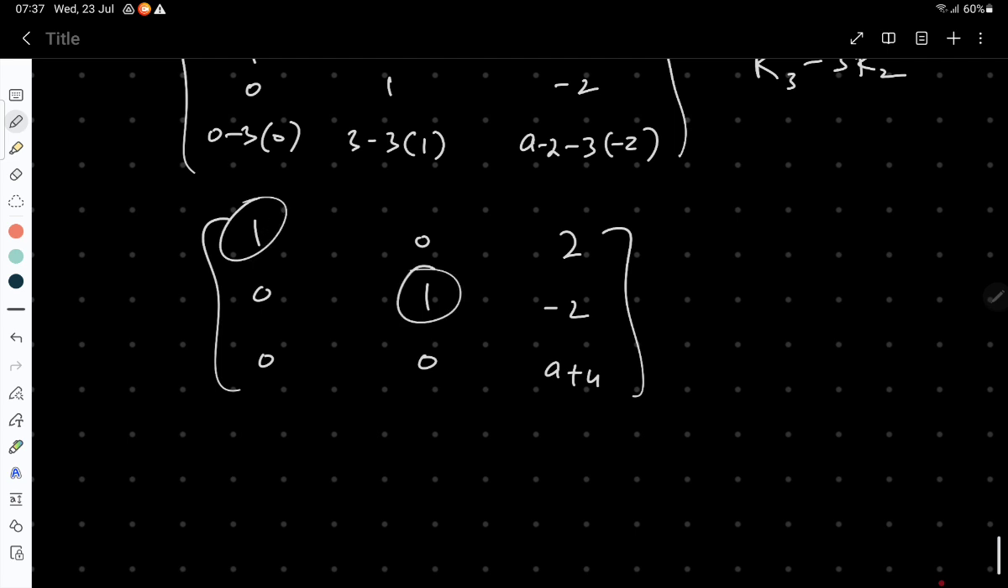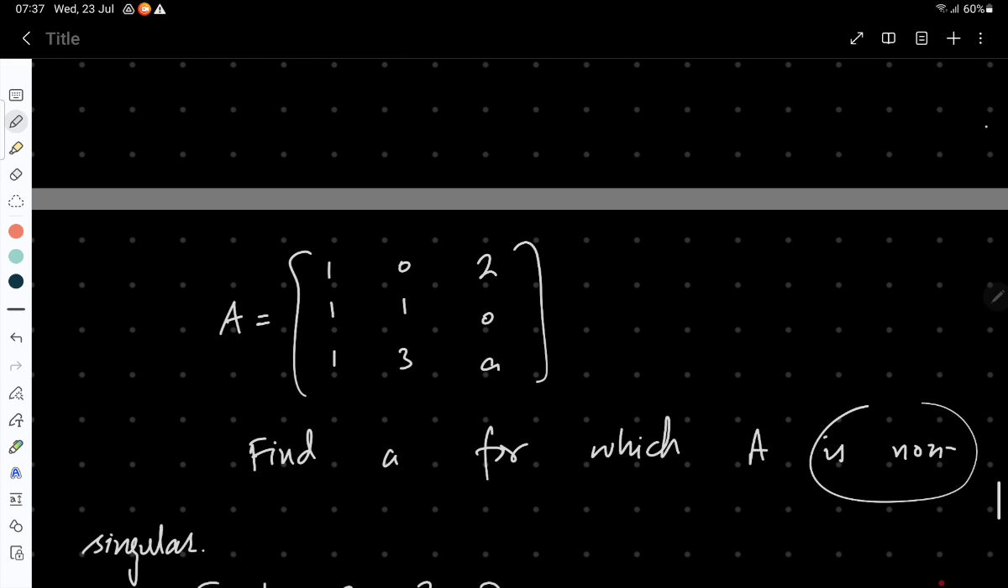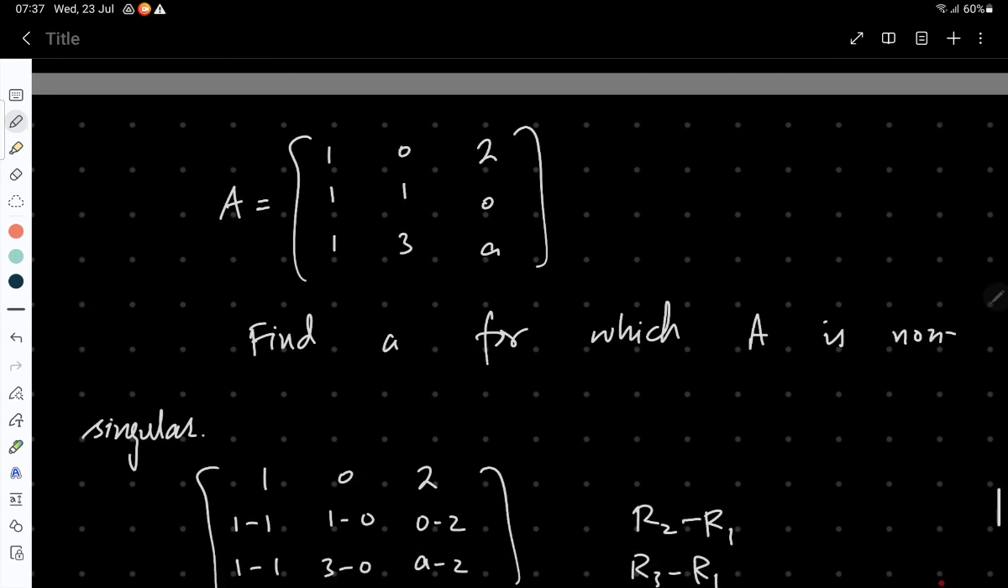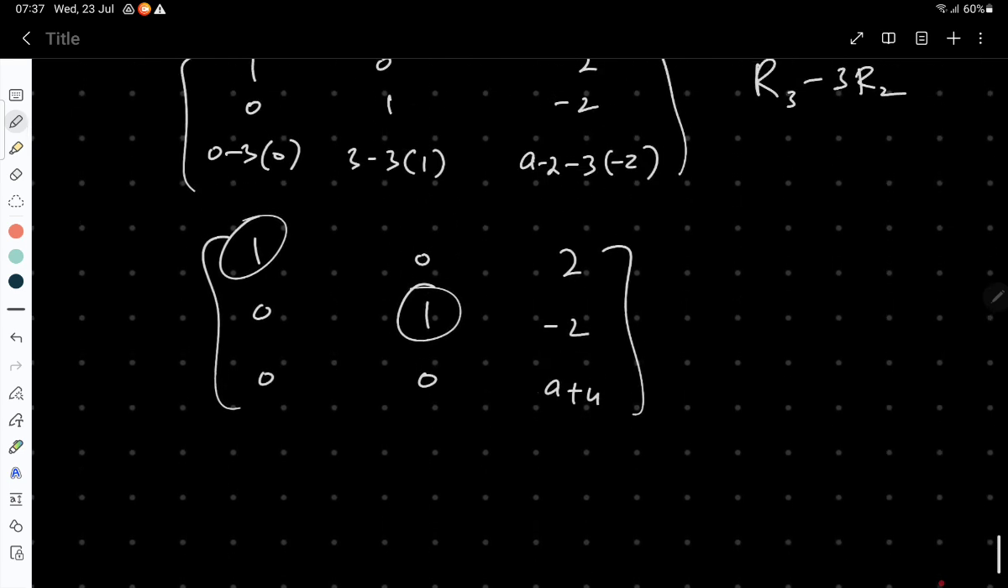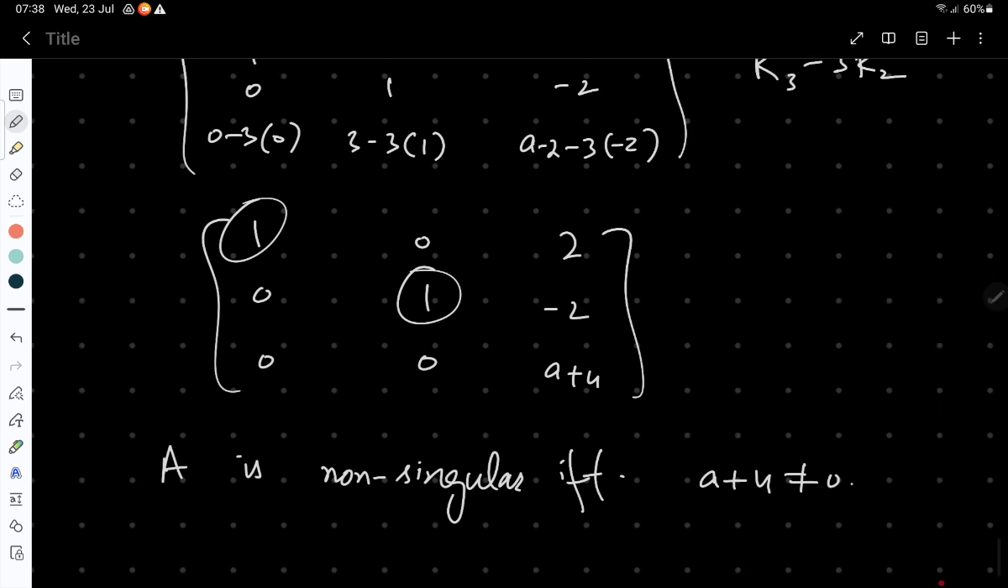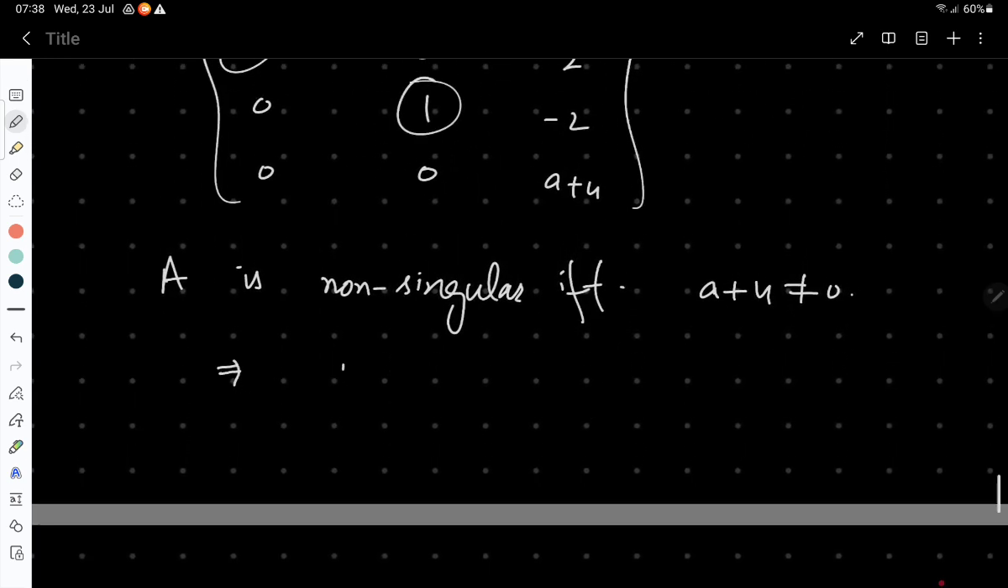This is non-zero, this is non-zero, and this should be non-zero, because if this pivot entry becomes 0, then this matrix is singular. I want to make this matrix non-singular, so I have to find the value of a for which it is non-singular. Non-singular can be only when this is not equal to 0. So the matrix is non-singular if and only if a plus 4 is not 0, which means a is not equal to minus 4. So for all values of a except minus 4, this matrix is non-singular.